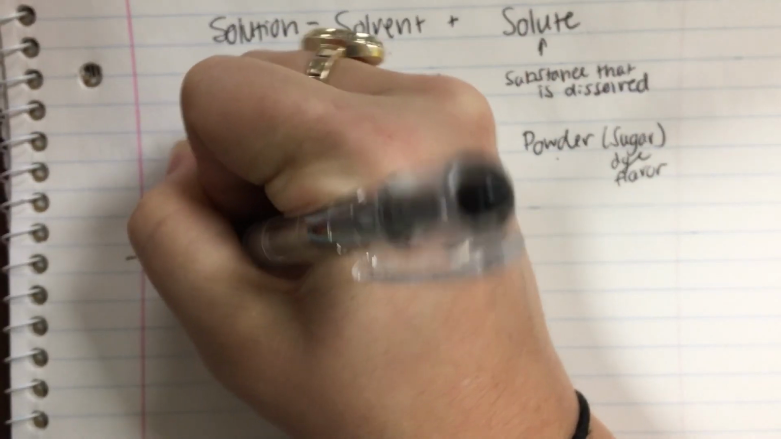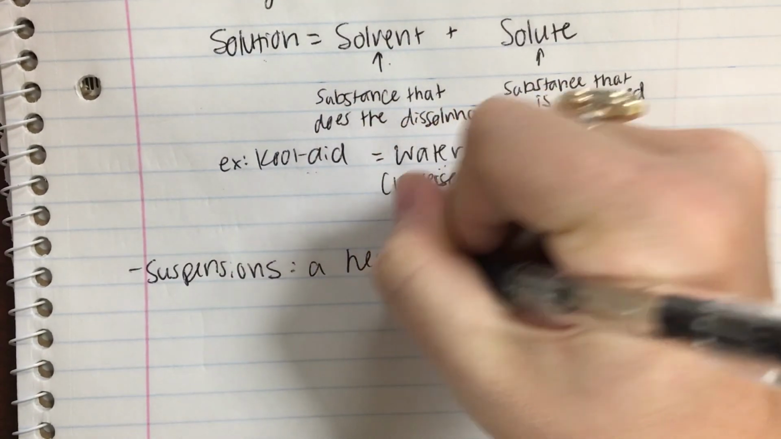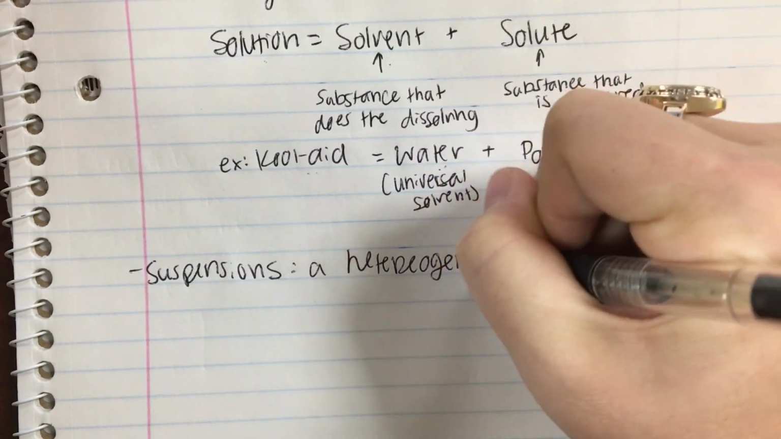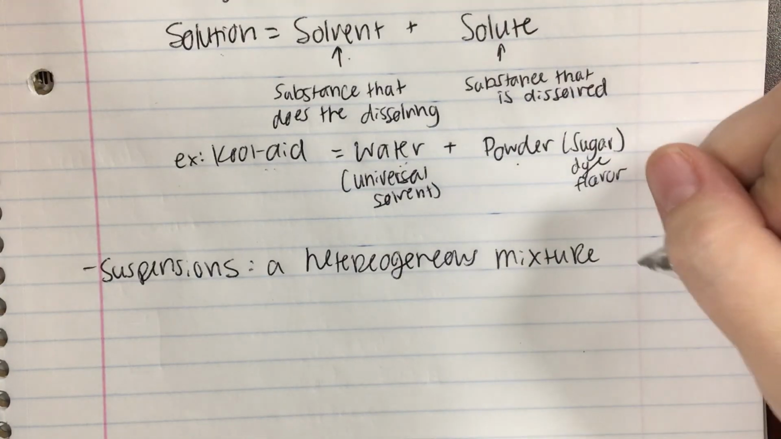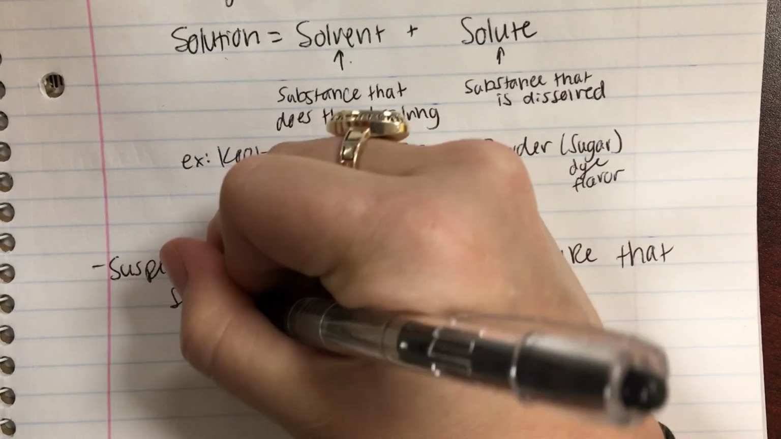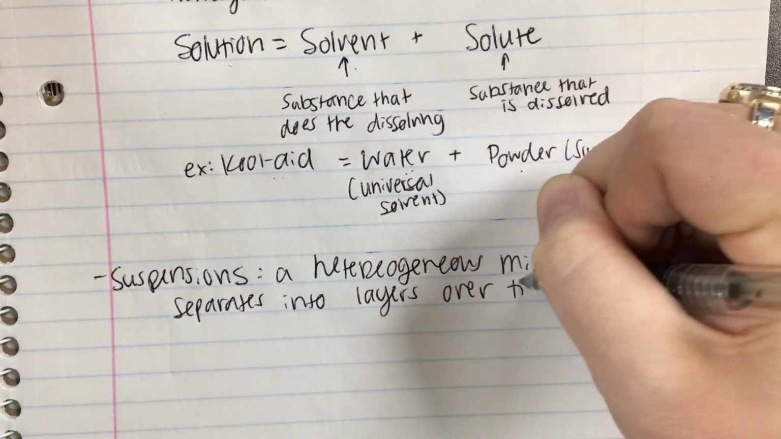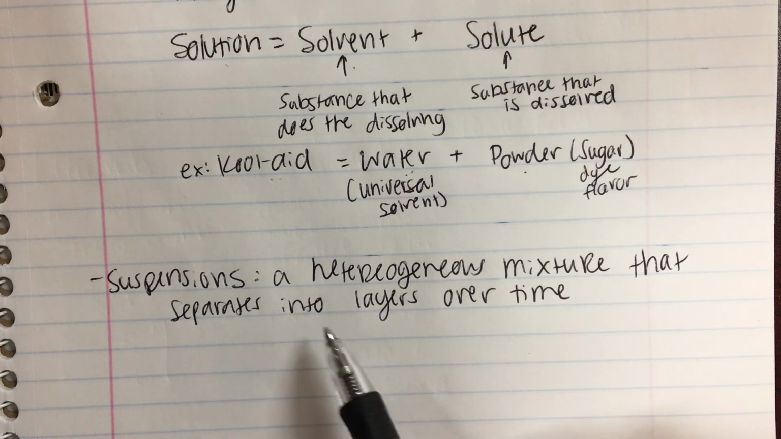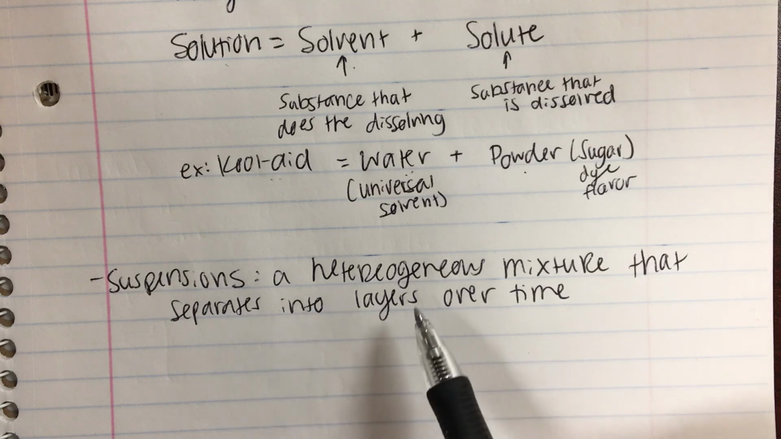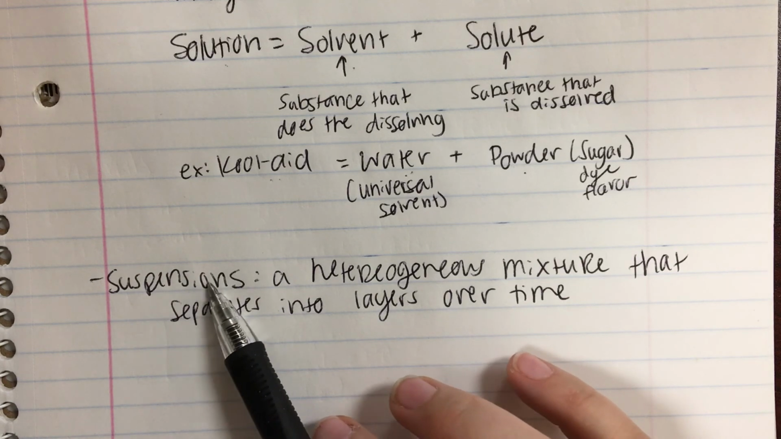Now we're going to talk about a suspension. All right, so a suspension is a heterogeneous mixture that separates into layers over time. All right, so a good rule of thumb for a suspension is if something says to shake it up well, to be able to mix these layers together after they've settled, then it's most likely going to be a suspension.